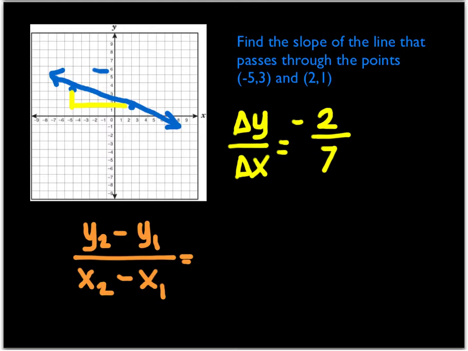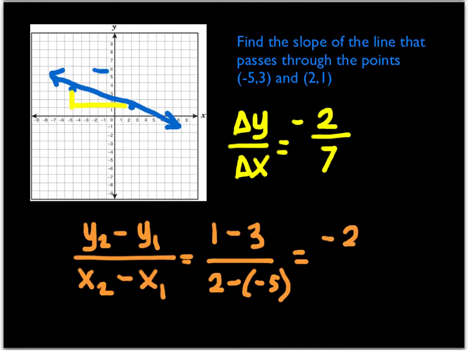So in this case it would be 1 minus 3. Those are the two y values in my ordered pairs. And in my x's then, and I have to go in this order, 2 minus negative 5. If you switch orders in how you do that, you won't get the right answer. So 1 minus 3 is negative 2, and 2 minus a negative 5, remember if you subtract a negative, that is going to be like adding a positive, right? And so you really do end up with 2 plus 5, which is 7. Sure enough, you get the same thing each way.